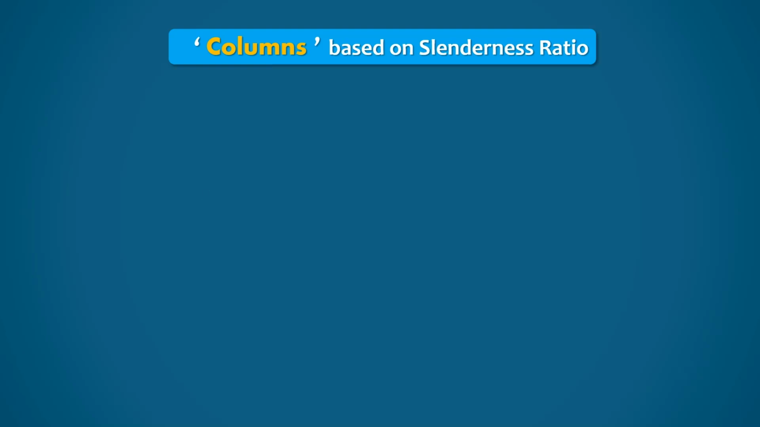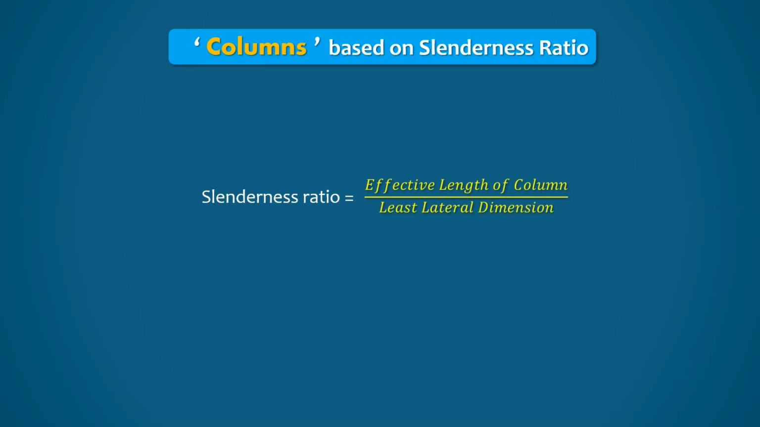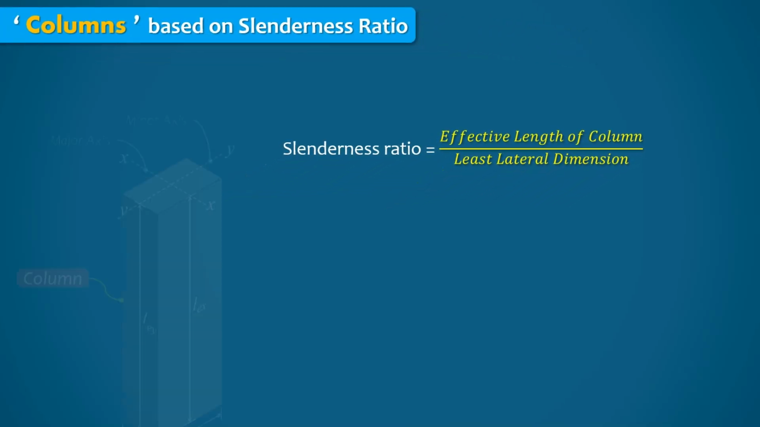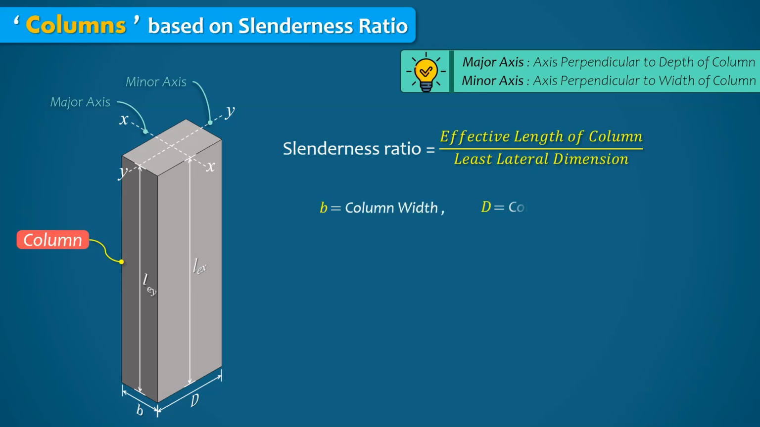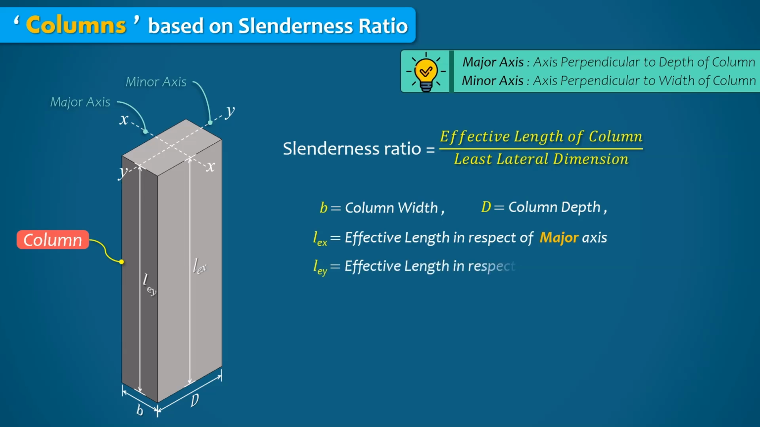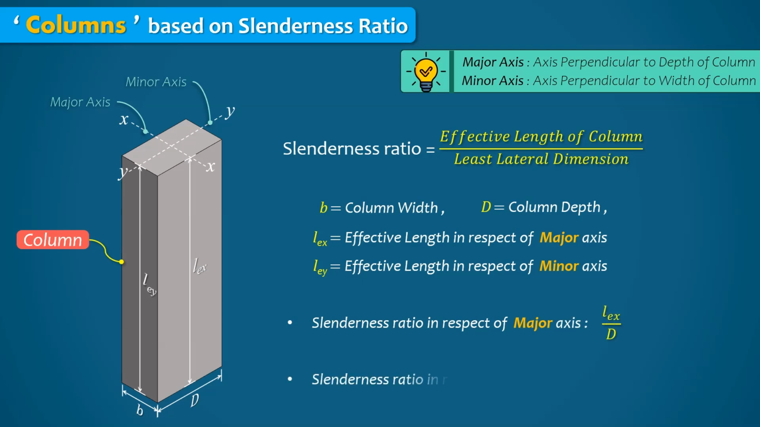The slenderness ratio is nothing but a ratio of effective length of column and lateral dimension. Let us try to understand this with an example. Consider a column of width B and depth D. Let LEX and LEY be the effective length of the column in respect of major axis and minor axis respectively. Then the slenderness ratio in respect of major axis is the ratio of LEX and D, and the slenderness ratio in respect of minor axis is the ratio of LEX and B.